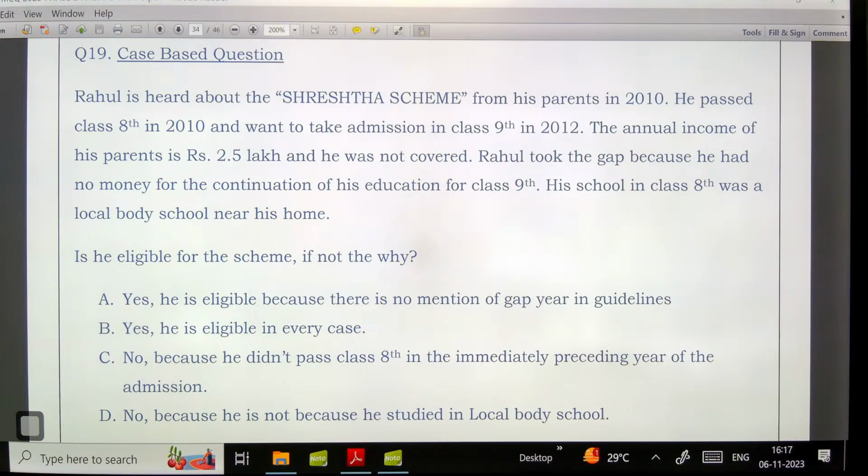Have you understood the question? At least give answers. Even if you are giving wrong answers, it doesn't matter. You will remember it most.